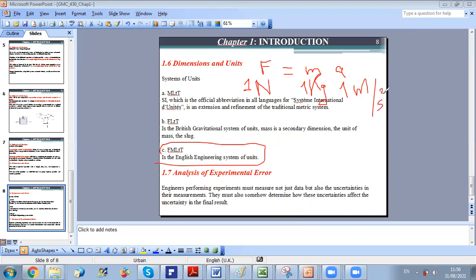In the same way, for the British gravitational system of units, the convention was the following. When we write F equals ma, we define the unit of force, which is 1 lb. 1 lb is the force needed to be applied on a mass of 1 slug to give it an acceleration of 1 feet per second square.